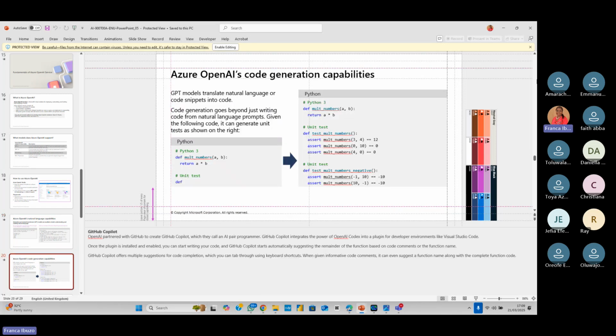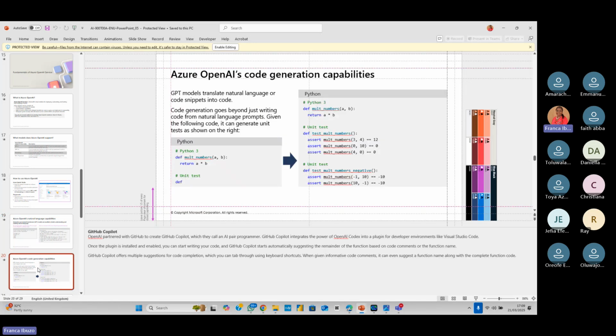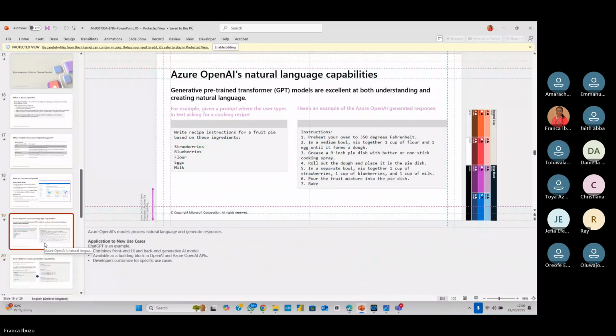So once you give a prompt, it will generate a response. Prompt engineering is big. It's a big course on its own, because you need to also learn how to write the correct prompts to be able to get a correct response to what you want.